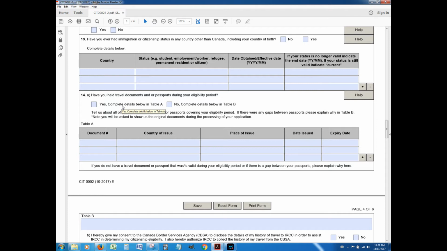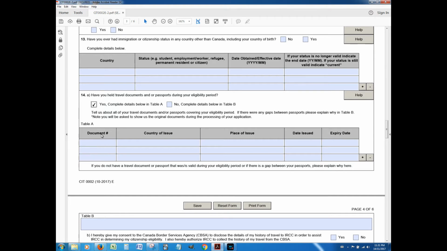If your passport expired within your eligibility period and you had to renew your passport, you have to show them both passports that you actually used. And you will have the document details in these forms here. It says document number, country of issue, place of issue, date issued, and expiry. So if your passport expired within your eligibility period and you had to renew it to get a new passport, you will have to show both passports.